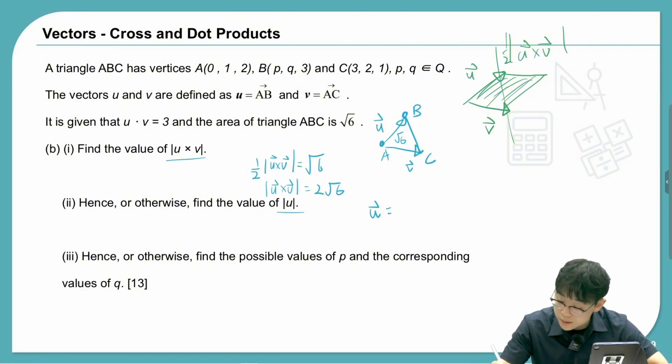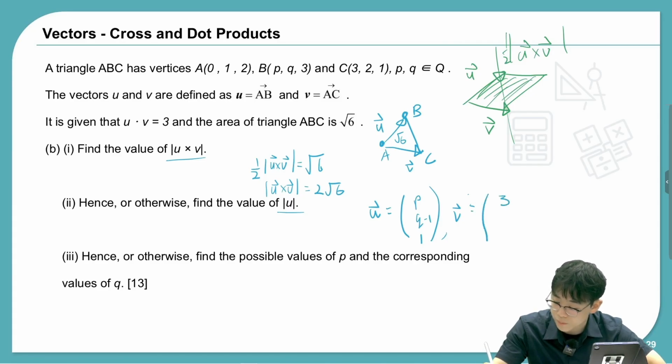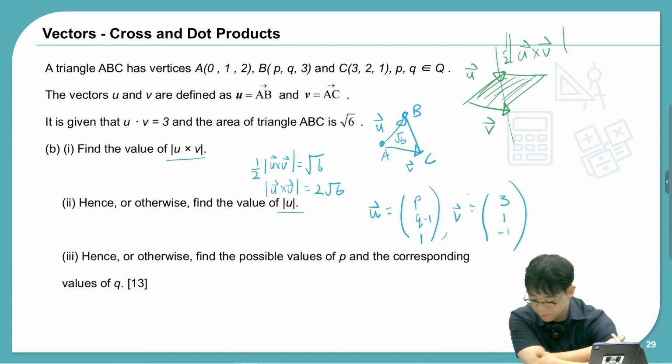So u is going to be b minus a. So what we would find is it's just going to be p, q minus 1, and 3 minus 2, which is just 1. And then the vector for v is going to be c minus a, which is 3, 1, and negative 1. Okay. So we have that information for now.